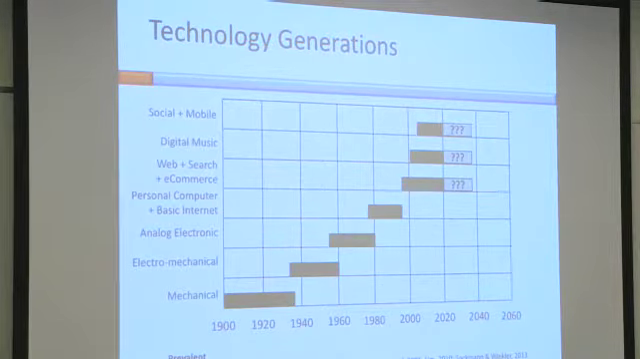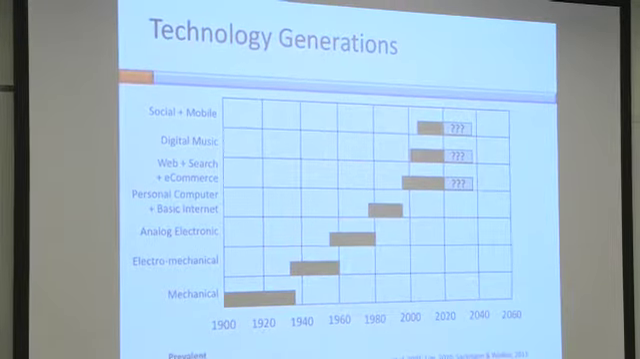Okay, so all I want to say here is that researchers have identified certain times and time periods in which certain technologies have been prevalent. So there's mechanical, electromechanical, analog electronic, personal computer, web and search, and e-commerce, digital music, and social media. And we don't know when these are going to end, so I put question marks there.